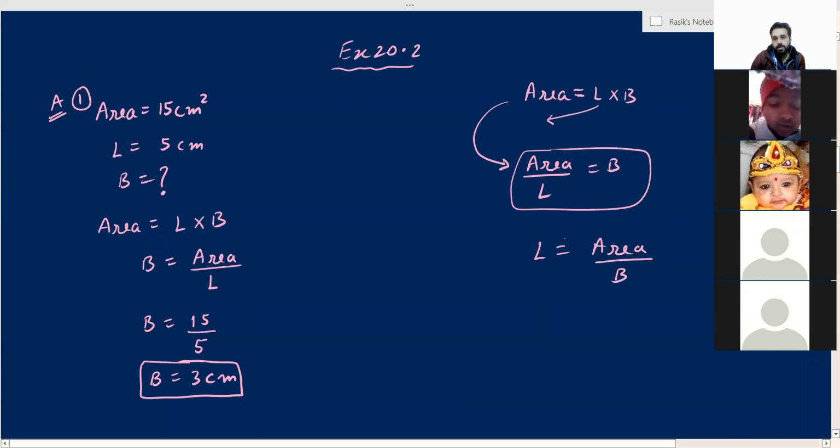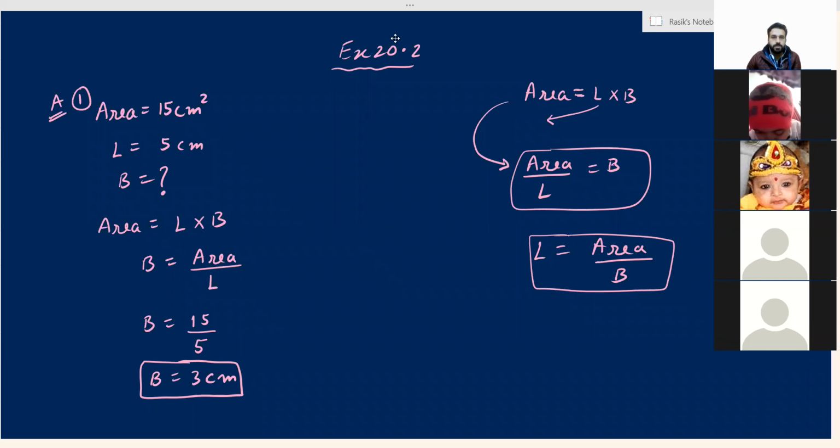In place of length, you will write breadth, and in place of breadth, you will write length. You will get the length. Okay, so start doing the first part, do the second part, and post the answers of both the parts, first and second, all of you in the group.